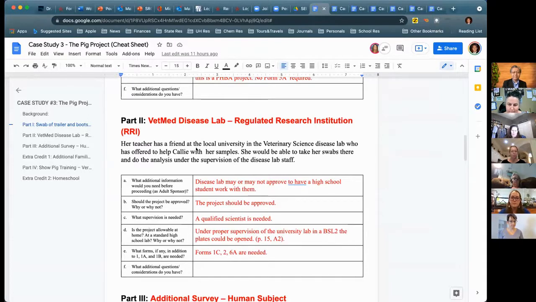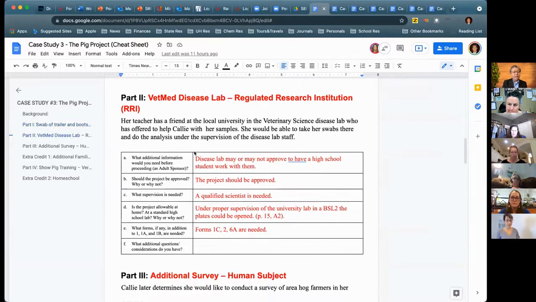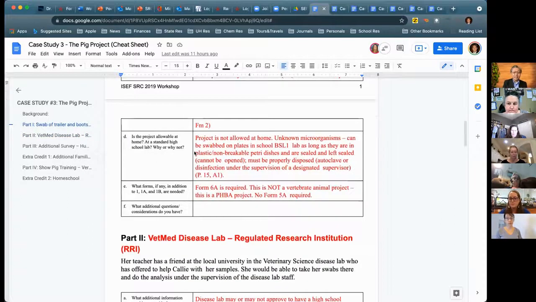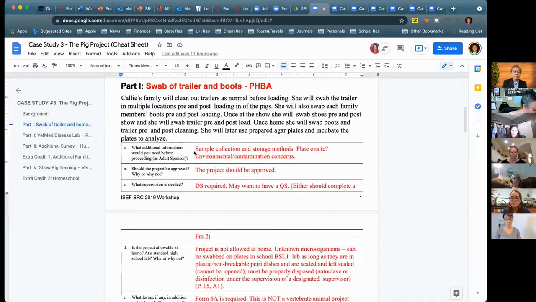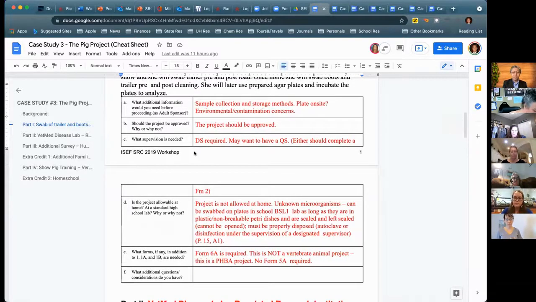Yeah. So we are going to share with you these cheat sheets for sure. But these are some of the things you want to consider. Part one is actually a potentially hazardous biological agent project. So at that point, you should be considering Form 6, as you mentioned, okay?